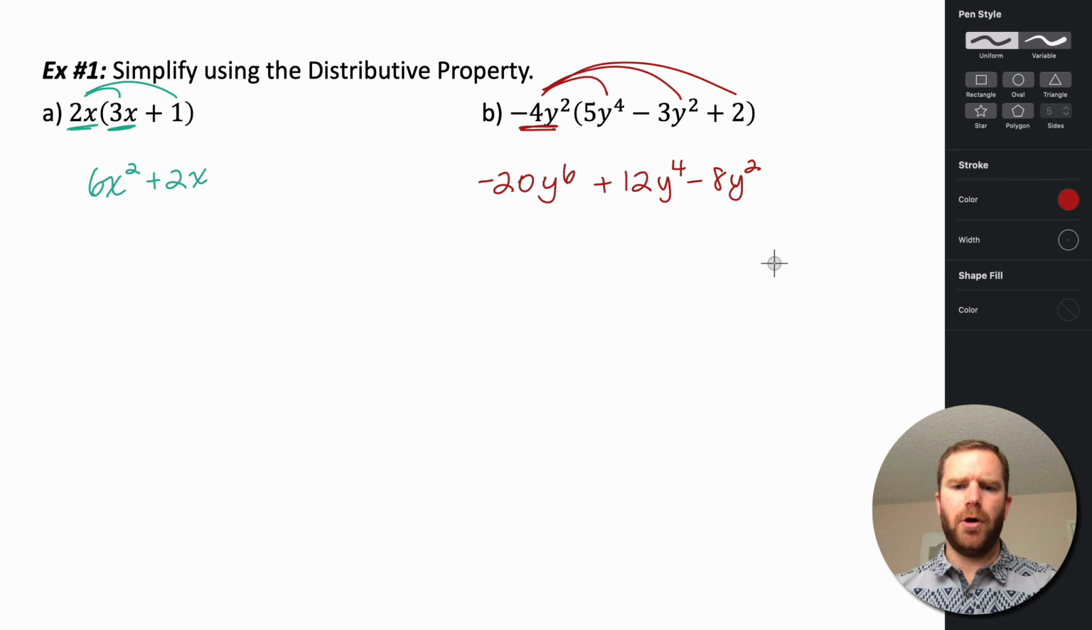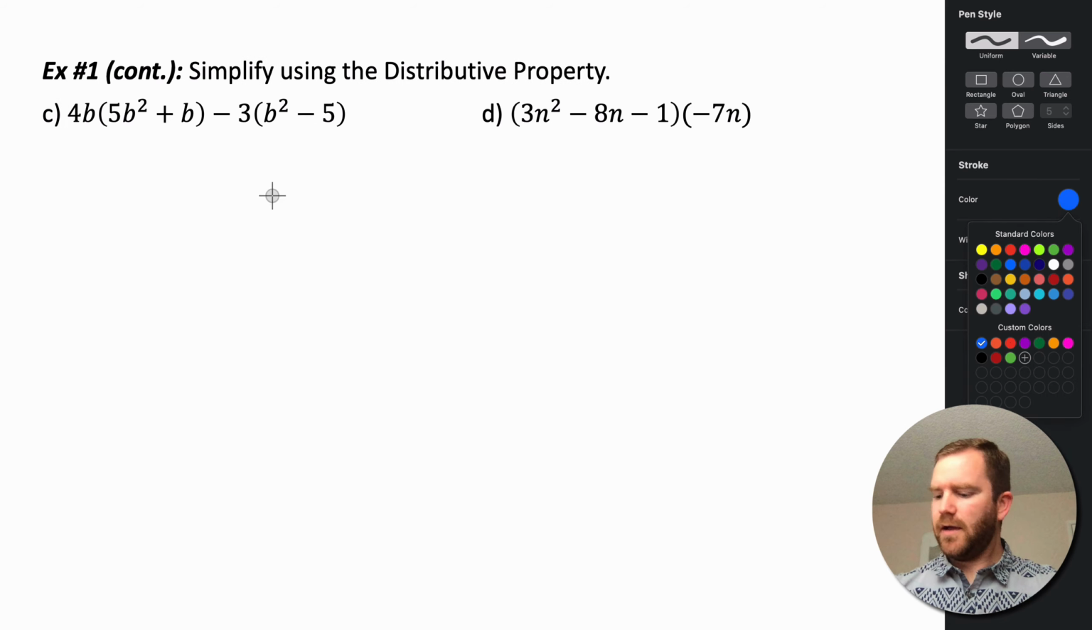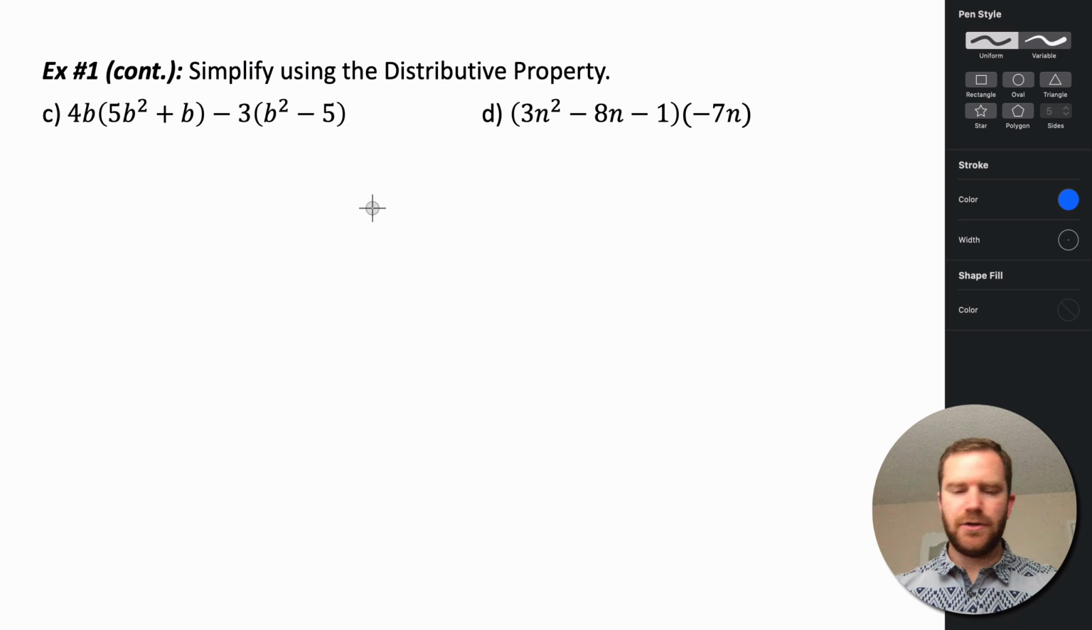Let's take a look at a couple more, and then I'll have you try some of these on your own. So we have this here. Now this one's a little different because we have a monomial multiplying into a binomial, and then another monomial into a binomial, and they're being subtracted. So what we're going to do in this situation is we're going to deal with each of them on an individual basis, and then we're going to combine everything with like terms.